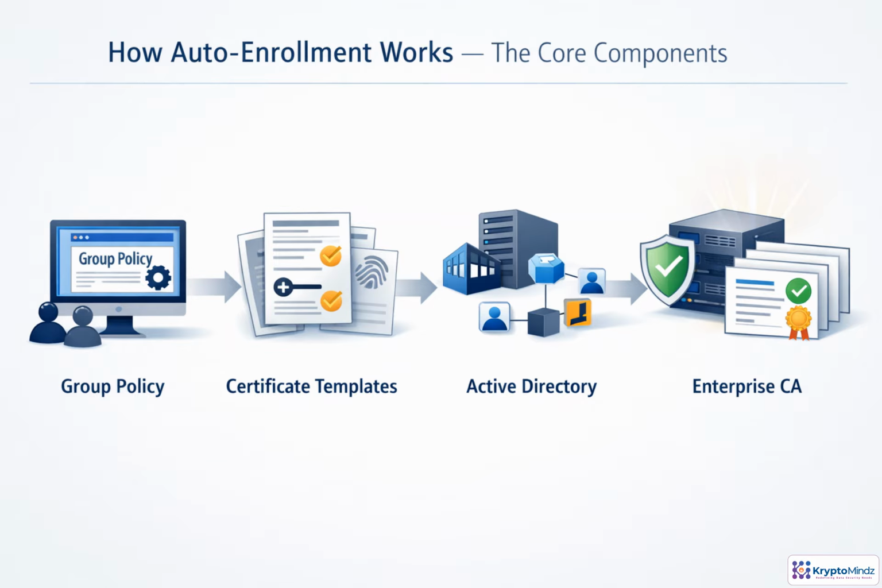You can think of auto-enrollment as a chain of steps. Group policy tells the Windows client which certificate templates it should auto-enroll for. The client then reads those templates from Active Directory to learn what kind of certificate is needed and who's allowed to get it. Next, it sends a request to the Enterprise CA, but only for templates that CA is configured to issue. Finally, the CA issues the certificate and the client stores it locally.